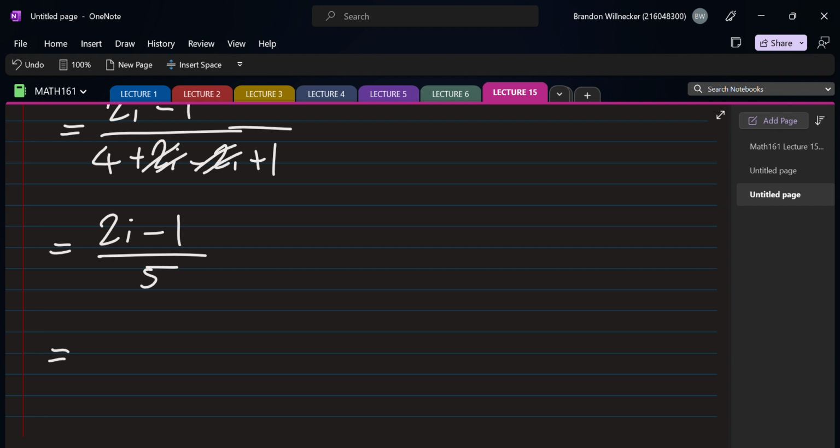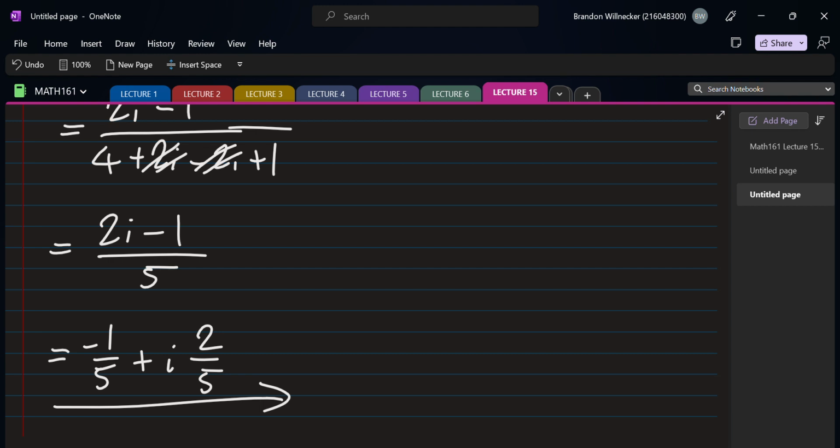And now we can separate this into the real part and the imaginary part. So the real part will be minus 1 over 5 plus i times the imaginary part will be 2 over 5. Okay, and that gives us our complex number minus 1 over 5 for the real part plus i times 2 over 5 for the imaginary part.